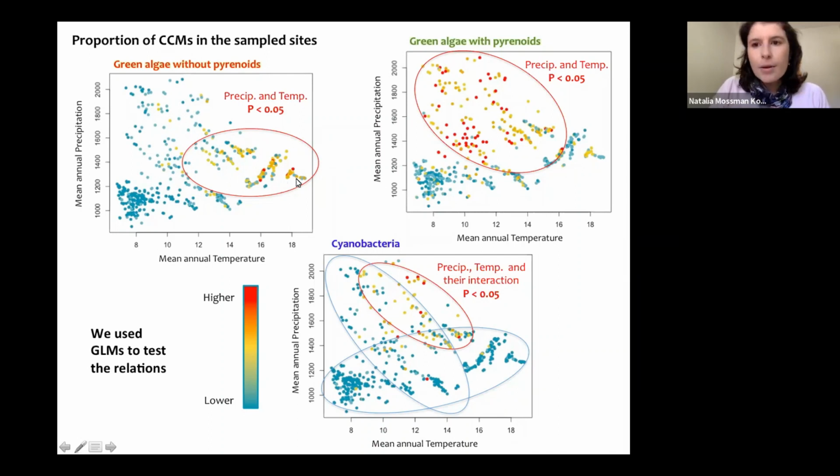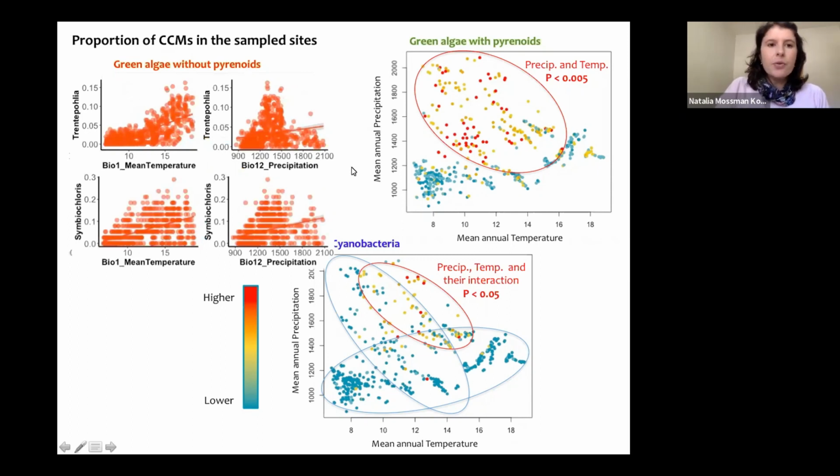Green algae without pyrenoids had higher proportions in sites with higher temperature and intermediate precipitation, while green algae with pyrenoids had higher proportions at sites with intermediate mean annual temperature and higher annual precipitation. And cyanobacteria had higher proportions in intermediate temperature and higher precipitation, with lower proportions all over the other areas and with a significant interaction.